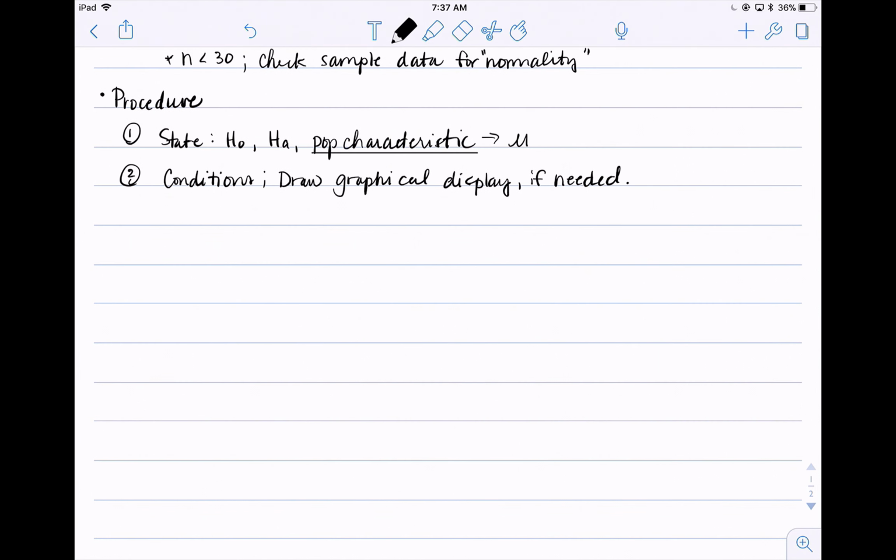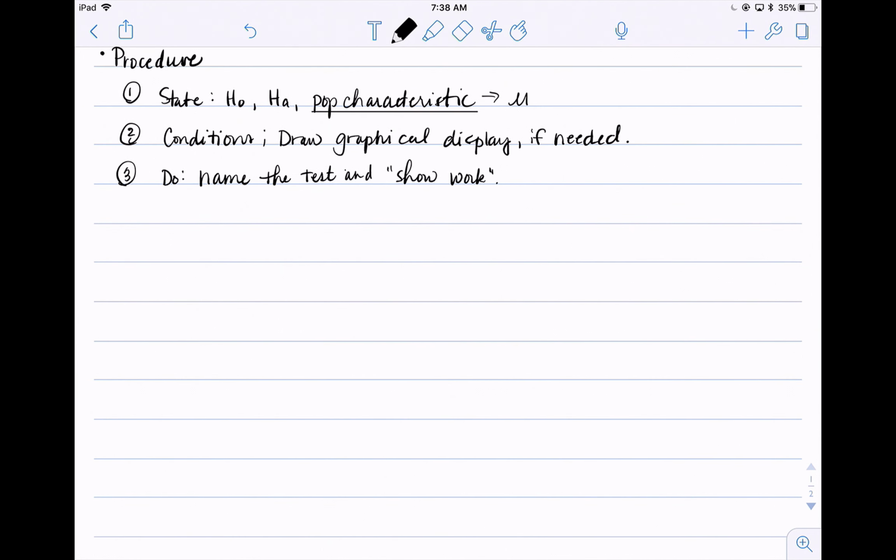Third step is, of course, our do step. So that means we have to name the test. Remember, naming the test is crucial, or else you won't get credit, especially if you're doing it all on the calculator. So name the test and do the work, and show work. And then the last step, of course, is your conclusion, where you reject the null hypothesis or fail to reject the null hypothesis.